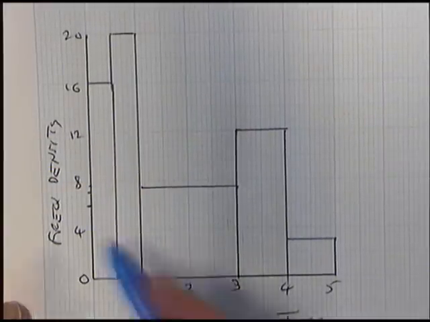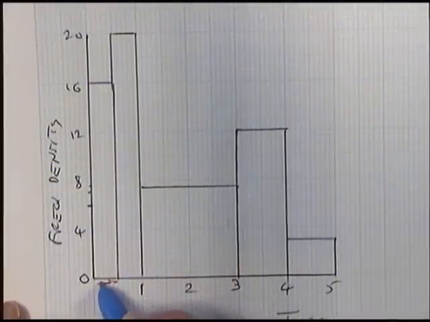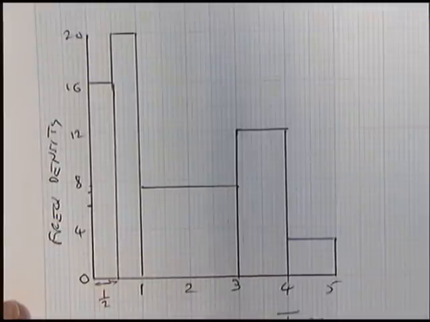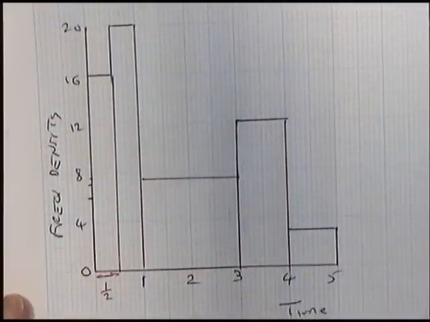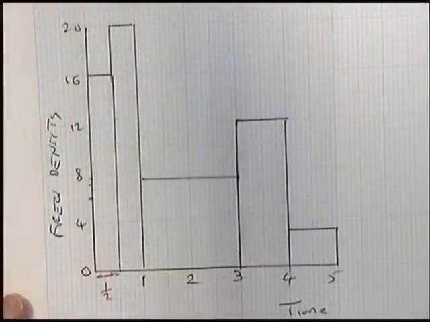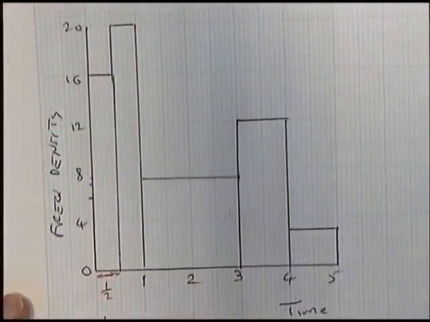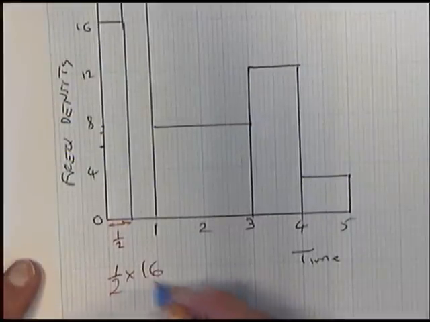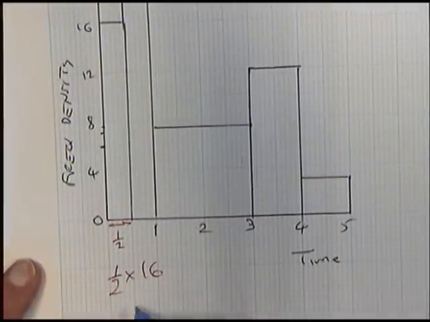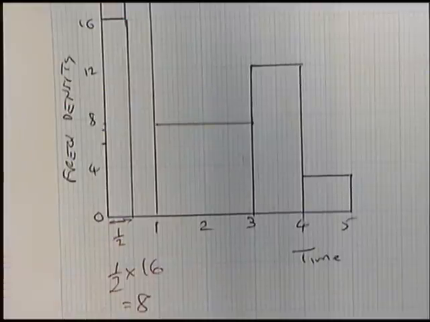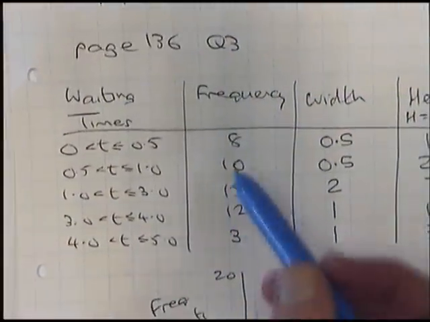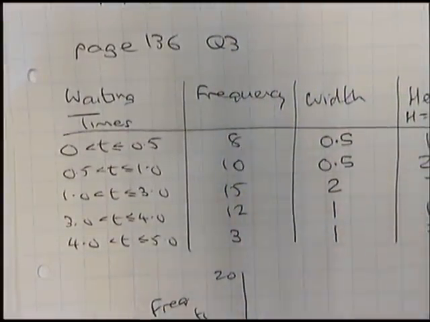Now if we look at the first bar here, along the bottom, it's got a width of a half, and it's got a height of 16. So the area of that first bar is base times by height. Half times 16. And the answer to half of 16 is 8. So that would be the frequency. And if we check back on the table that we had earlier for this question, the frequency there was 8.